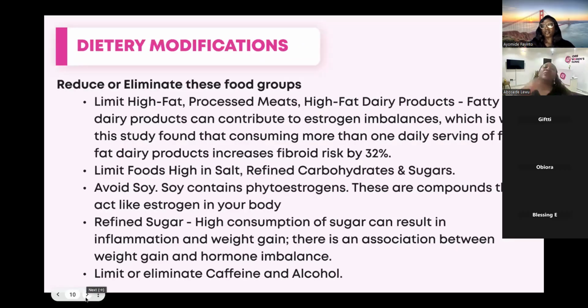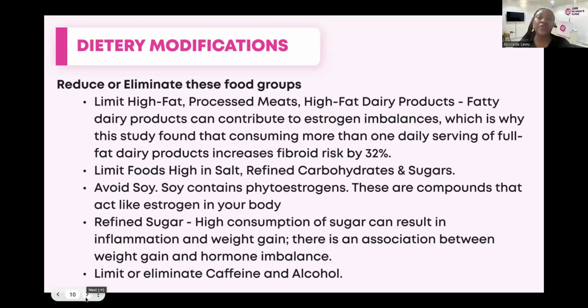So for women, if a woman has been diagnosed to have uterine fibroids, of course, you must be seeing a gynecologist, but dietary modification is very critical.